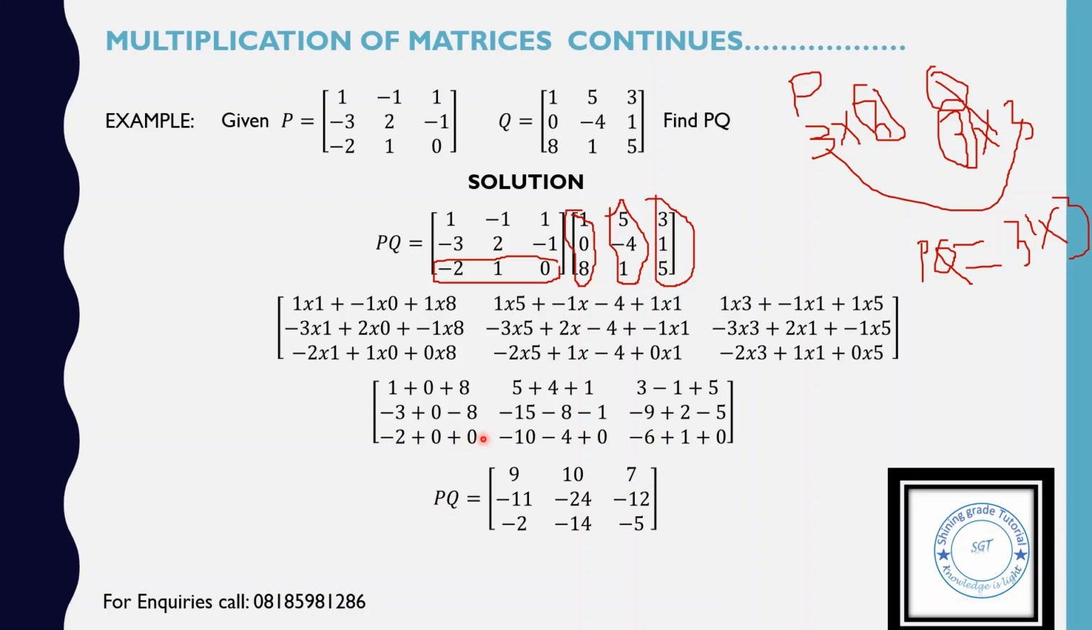Minus 2 plus 0 plus 0, that will be minus 2, minus 10 minus 4 minus 4 minus 0 plus 0, that will be minus 14, minus 6 plus 1 plus 0, that will be minus 5. So we have this as our final answer. So this is matrix PQ. We will multiply. Do not forget, compatibility will be applied by matrix.